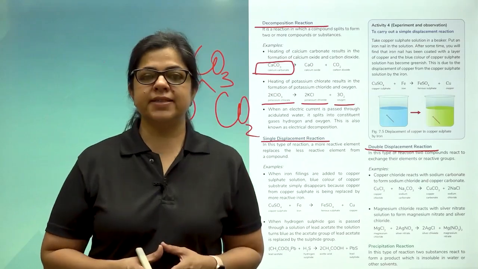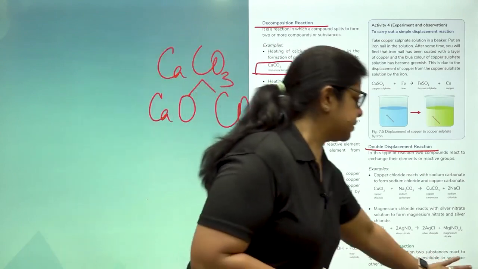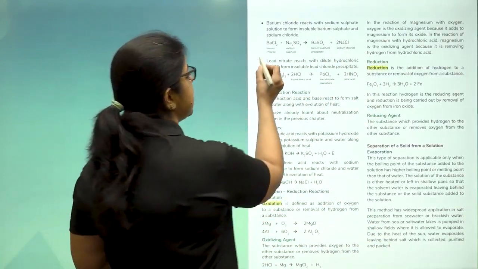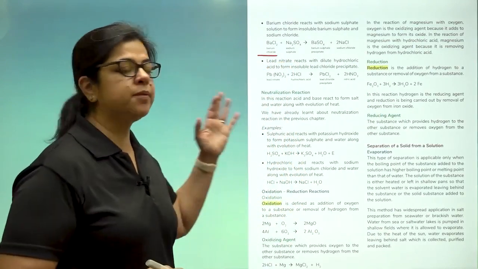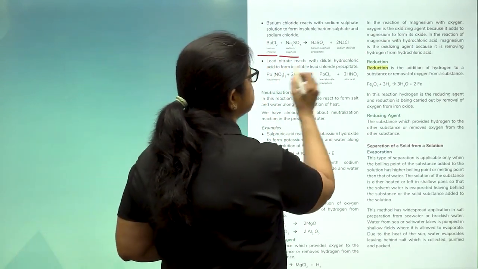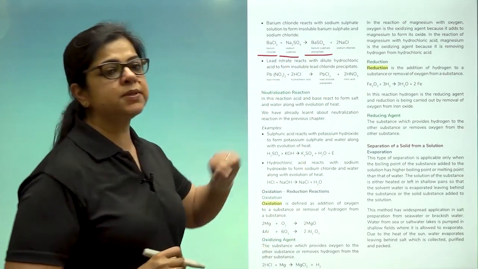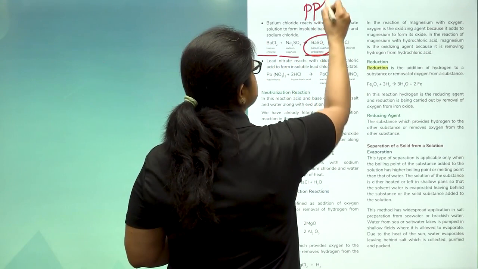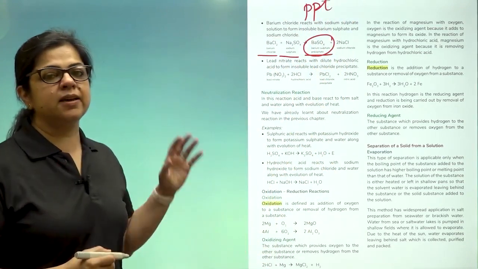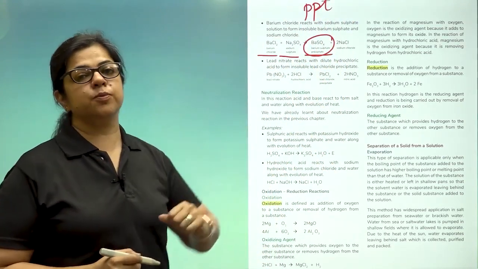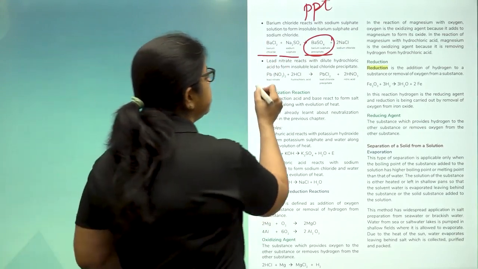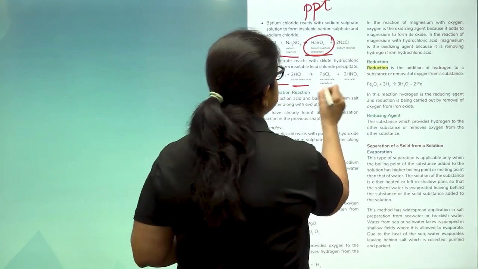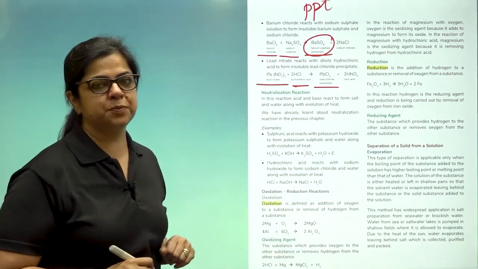Now let us understand precipitation reactions. As we have studied earlier, in a precipitation reaction, take the example of barium chloride plus sodium sulfate, it leads to barium sulfate. Now this is a precipitate, which is written as PPT in short. This is insoluble in water. Similarly, when lead nitrate combines with hydrochloric acid, it gives us lead chloride, which is again a precipitate.